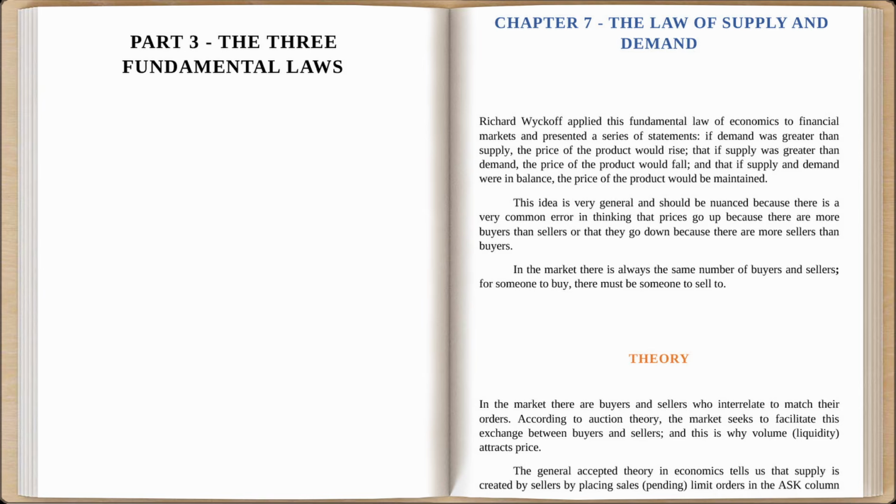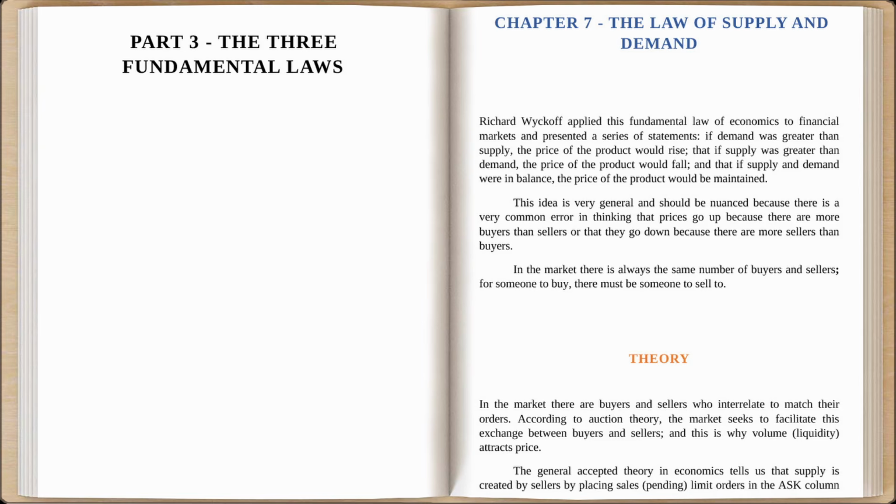This idea is very general and should be nuanced because there is a very common error in thinking that prices go up because there are more buyers than sellers, or that they go down because there are more sellers than buyers. In the market, there is always the same number of buyers and sellers. For someone to buy, there must be someone to sell to. In the market, there are buyers and sellers who interrelate to match their orders.